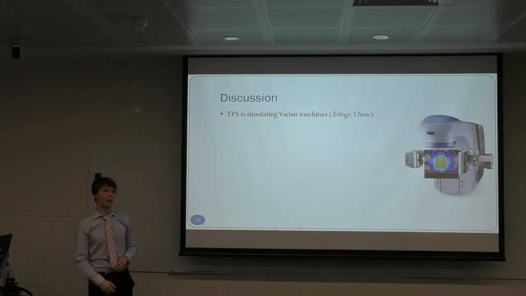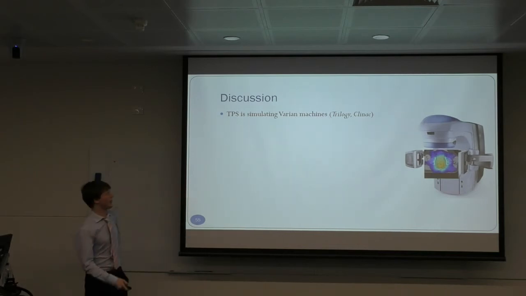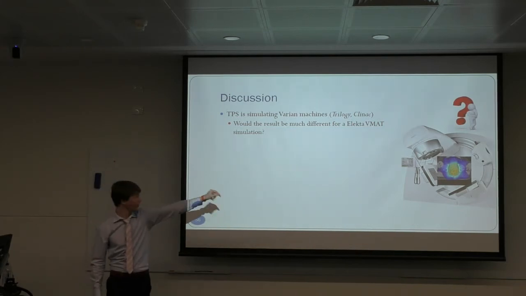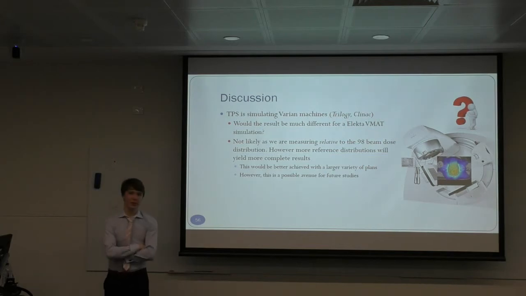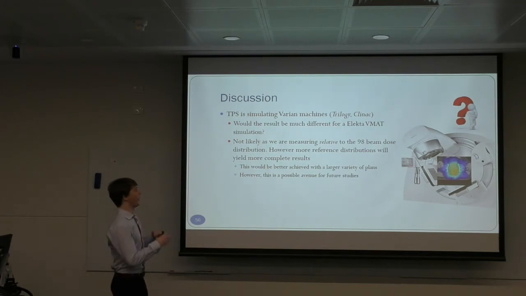So there's a few more discussion points here. Every dose that we simulated, we're technically simulating a Varian machine, because I was using the treatment planning system at Charles Gardner. They've got Varian machines. Would the result be different if I'm simulating an Elekta instead? My argument is it would not likely be very different, because most of our measurements here are relative to the original, for one thing. And if we simulated the original on two different machines, it wouldn't really be that much difference anyway.